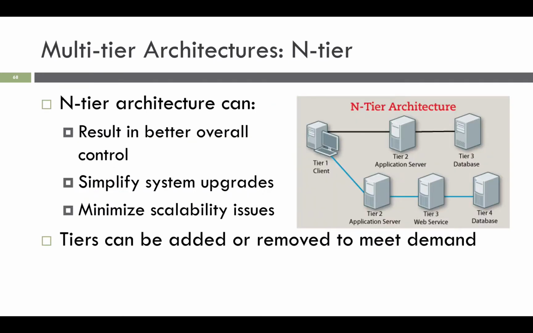Within reason, separating different applications and processing can result in better overall control, can simplify system upgrades, and can minimize scalability issues. The most general case is known as an N-tier architecture, instead of trying to specify how many tiers the system has.